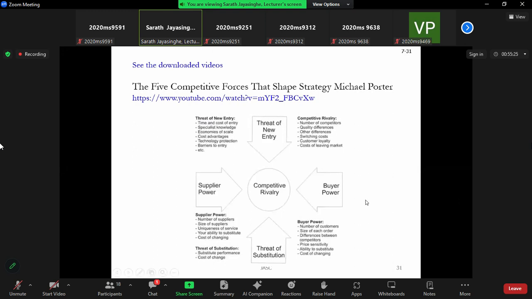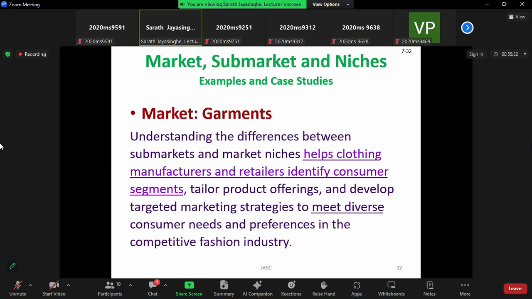Okay, that is how Michael Porter talks about the five forces. And then if you go to some examples about this, submarkets, right? We have to understand what is a submarket. So I'm taking now some examples for you.